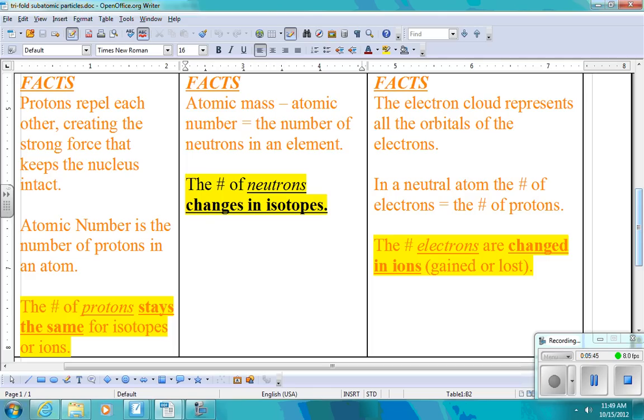Lastly, the electrons. The electron cloud represents all the orbitals of electrons. In a neutral atom the number of electrons will always equal the number of protons. However, if a neutral atom gains or loses an electron, it becomes something called an ion.